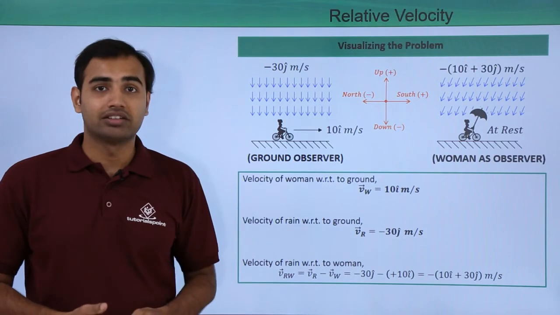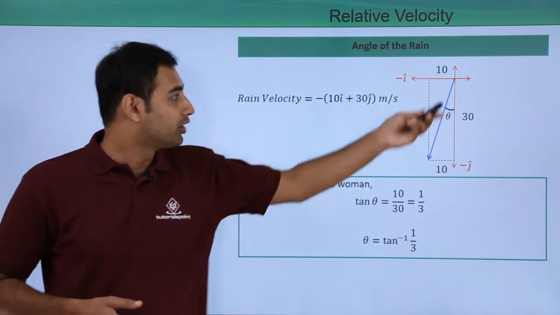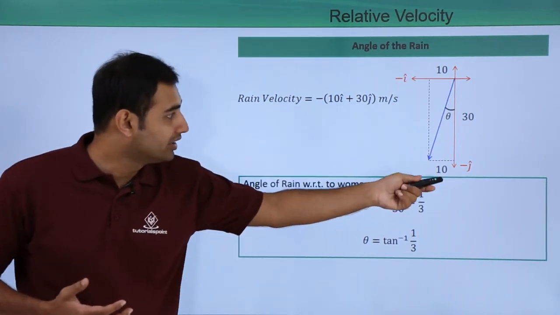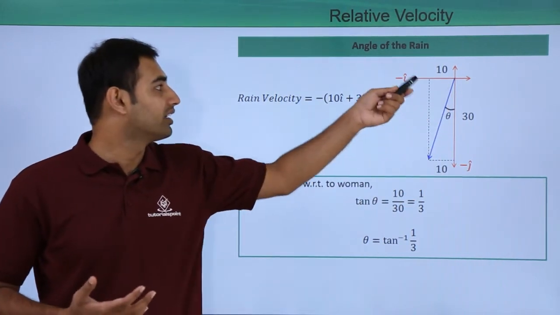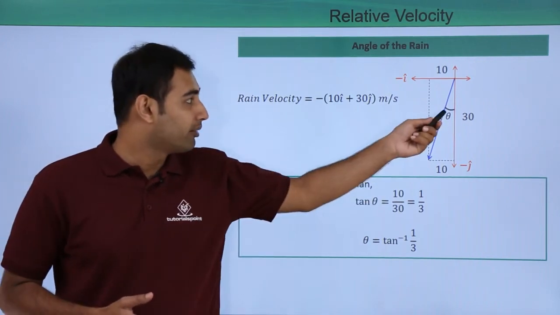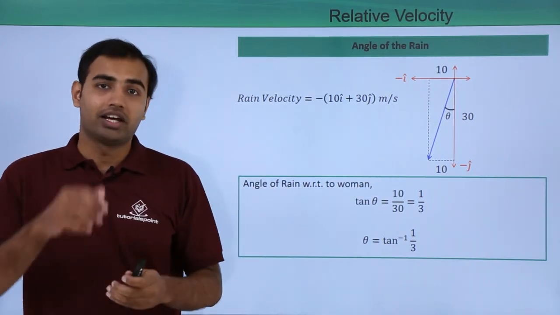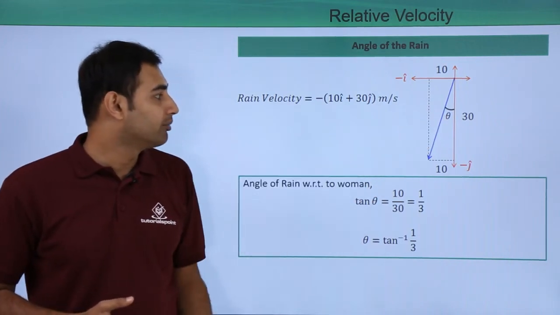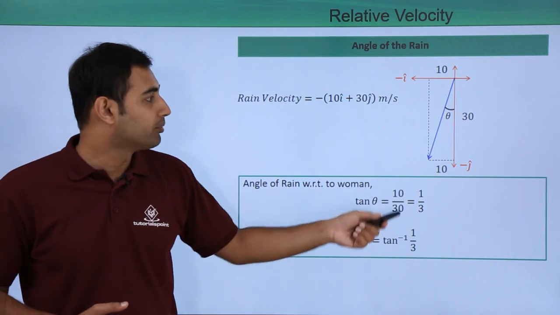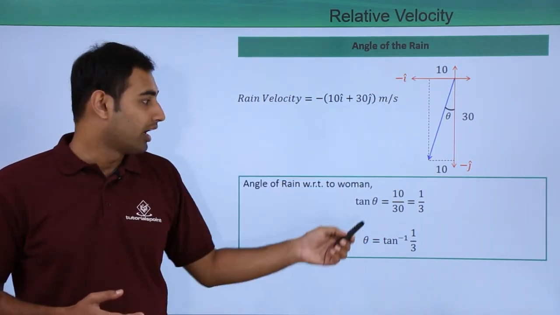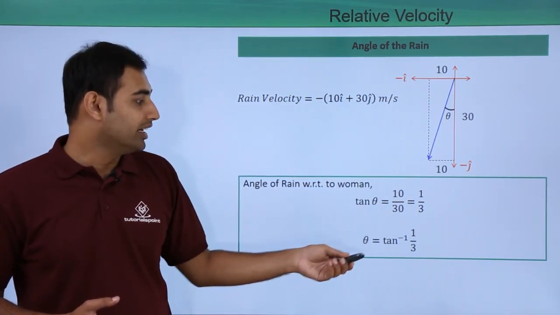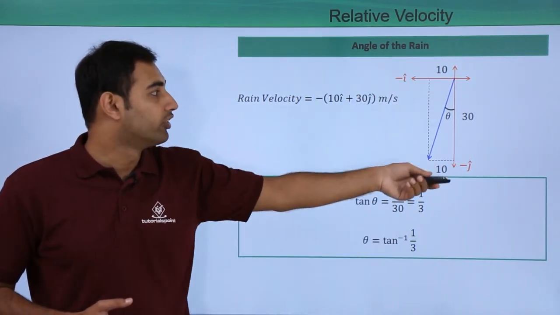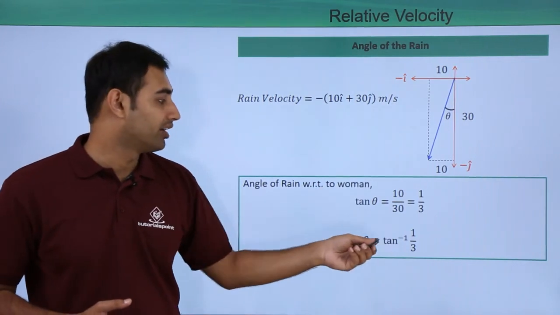So if we calculate for this specific condition, we take one stream of rain falling. The rain is falling like this, and it is 30 in the minus j cap direction and 10 in the minus i cap direction. And I'm interested in calculating this angle theta, at what angle the woman should hold her umbrella. So clearly this angle theta can be calculated as tan theta is equal to 10 upon 30 from this triangle directly, and this can be written as 1 by 3. So theta is simply tan inverse of 1 by 3.